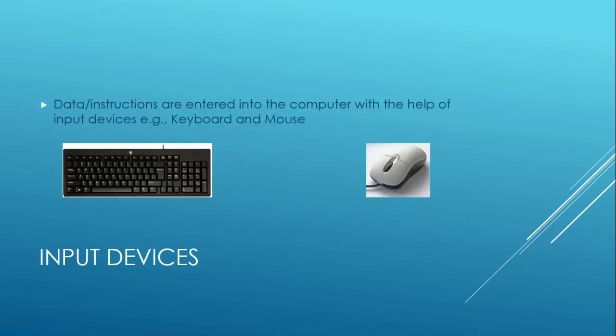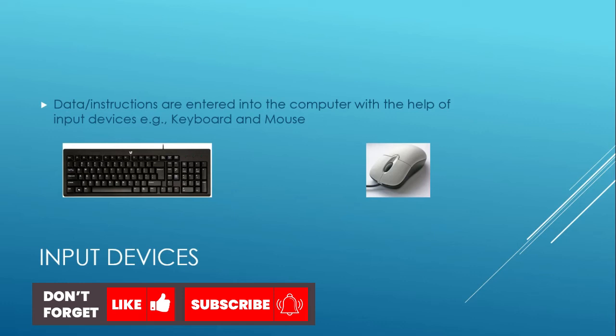Let's go to input devices. Now, data, which is our input or our instructions, are entered into the computer with the help of input devices. And there are two main input devices, that is the keyboard and the mouse. Now, the first image shows the keyboard, then the second image shows the mouse. And the keyboard involves the digits, it involves the letters, the punctuation marks, and many other keys.